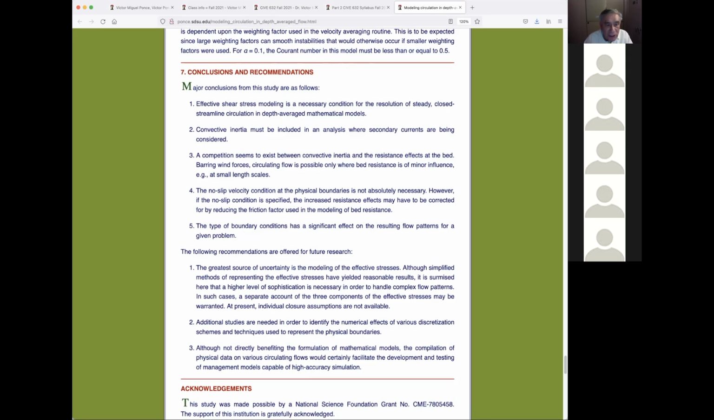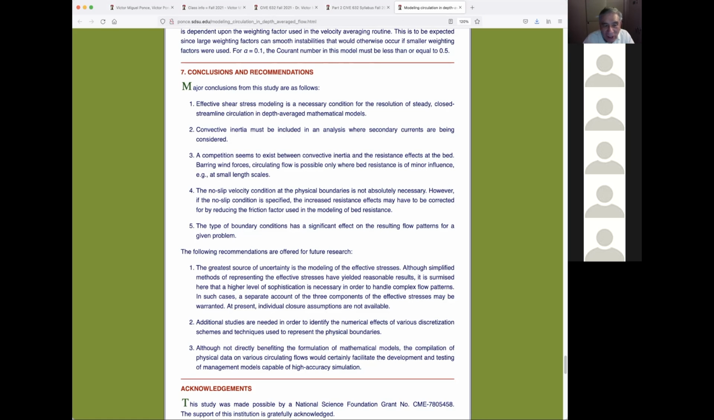So a competition exists between convective inertia and the resistance. These two components of the equation. Barring wind forces means we don't consider wind forces because wind can also cause circulation. But that's in the estuary, not in the river. Circulating flow is possible only when the bed resistance is of minor influence, that is, at small length scales. In other words, at large scales, it's like the kinematic wave. Bed resistance takes over the process, and therefore there's no circulation.